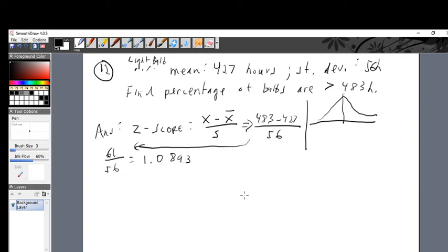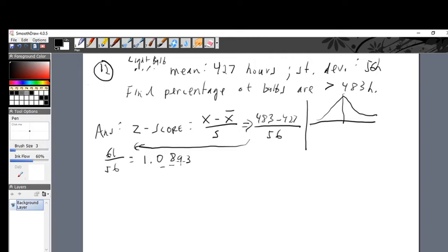Actually, I don't need 4 decimal places. I apologize. The calculator might give me 4 decimal places, but I only need 2 decimal places for z-scores. So I just need 2.